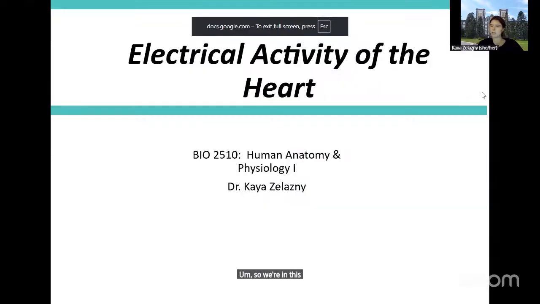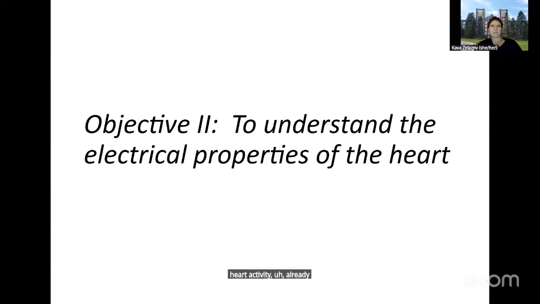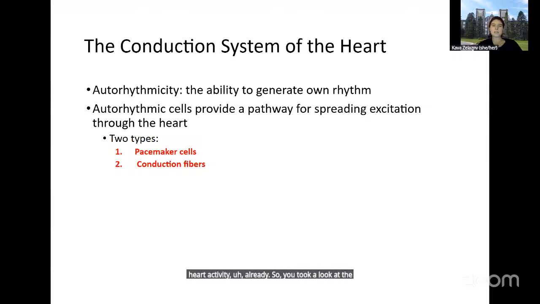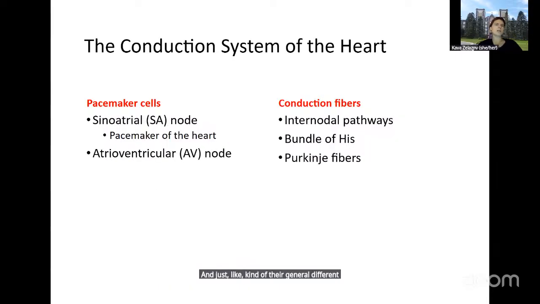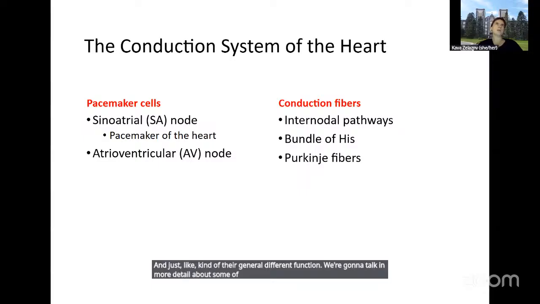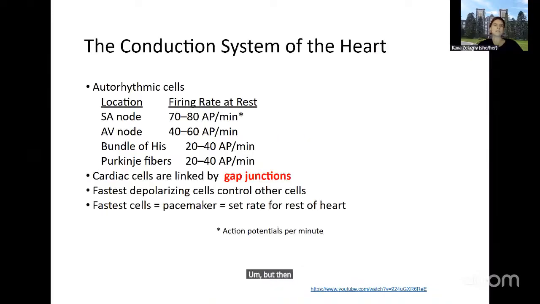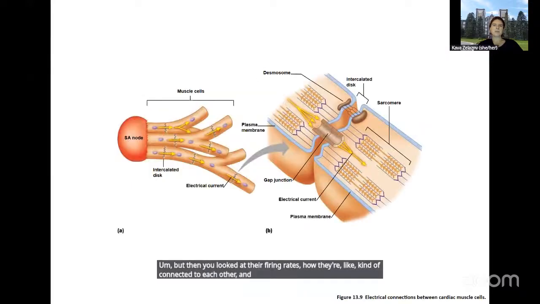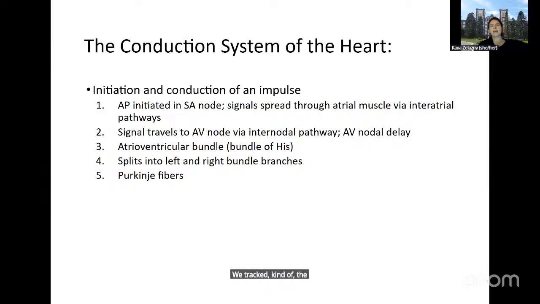So we were in this packet and we clipped through basically the anatomy part of heart activity already. So you took a look at the difference between pacemaker cells and conduction fibers and their general different function. We're going to talk in more detail about some of the basis for how pacemakers make a pace today. But then you looked at their firing rates, how they're connected to each other. And since we were focusing on the spread of excitation, we tracked the impulse and how it spreads between the different conduction fibers of the heart, right?